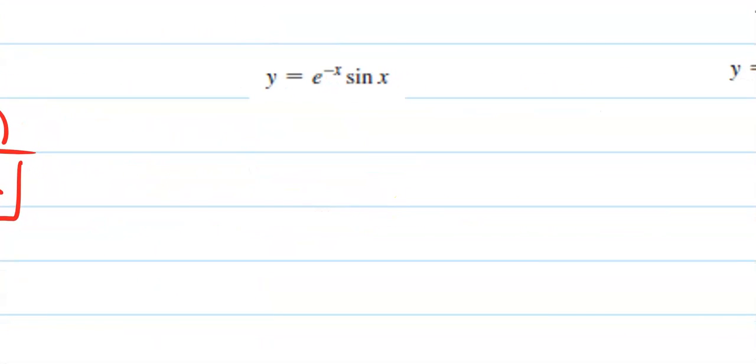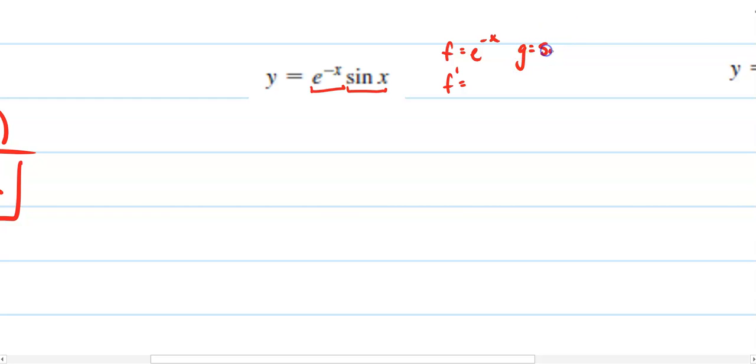For this second example, we have two functions again. This time they're being multiplied together. So if you recall, when we learned our product rule, we said it's a good idea to consider what your first function is. So I'm going to call this one e to the negative x, and consider what your second function is, sine of x. That way you can compute the derivatives of each.